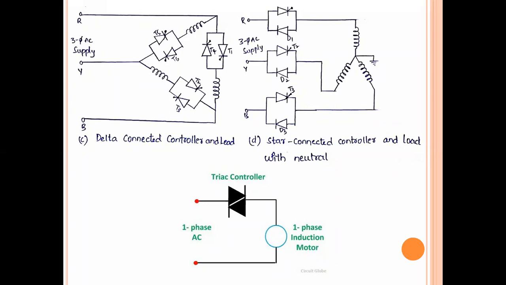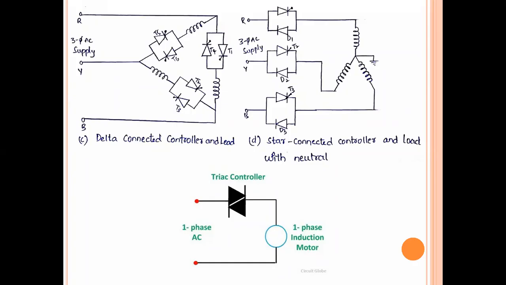But if we use a delta connection, then simply we can eliminate the third order harmonic, so the losses can be minimized, and the problem that happened due to the third order harmonic can be solved.